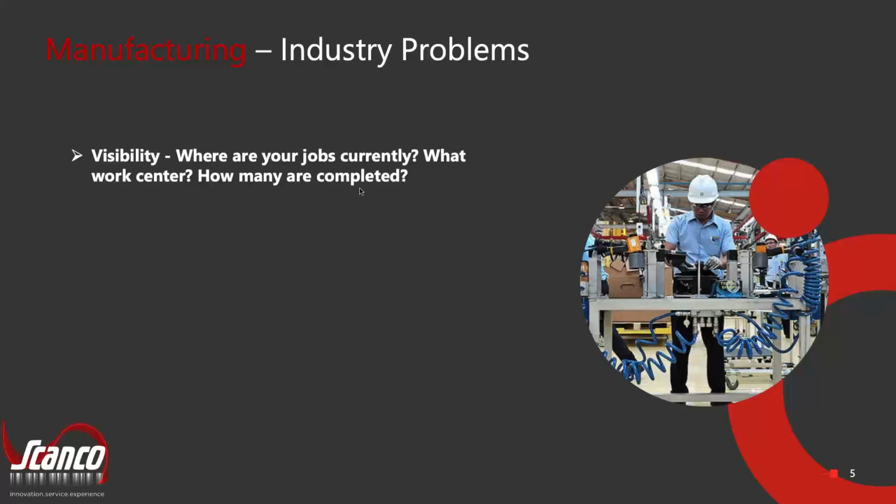Well, the first one that we find is we're having a problem with visibility. Where are your jobs currently? Questions like, what work centers are my jobs in, or even how many have been completed, whether it's for the day, for the hour, the week. How do we know this information? Well, here are some statistics to back these questions, and these are questions that I get all the time. It helps to know you're not the only one asking these questions, but about 38 hours a week is spent just tracking orders on the floor, just trying to find out where these orders are.